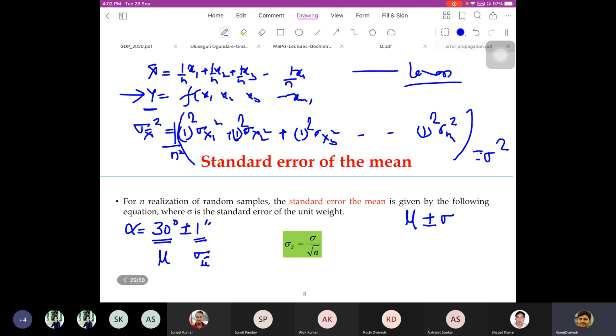Whenever you are representing some quantity as mu plus minus sigma, you are representing it by its mean value as well as the variation in the mean value. In this slide, we are more focused on how this variation can be minimized. This variation in the mean is minimized only and only if you take a large number of measurements with the highest possible precision.